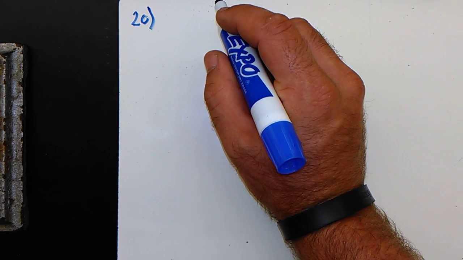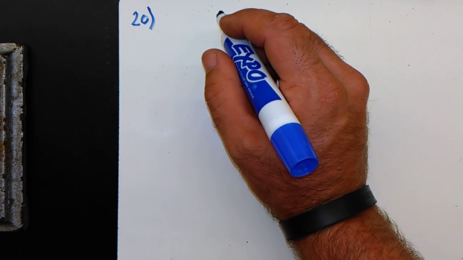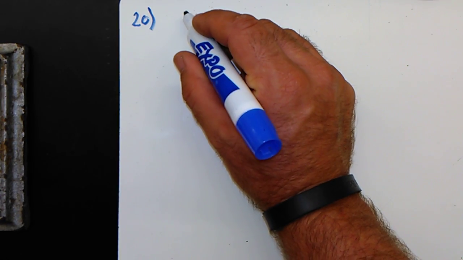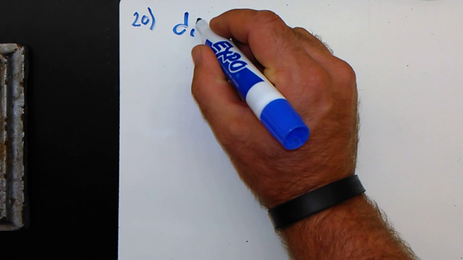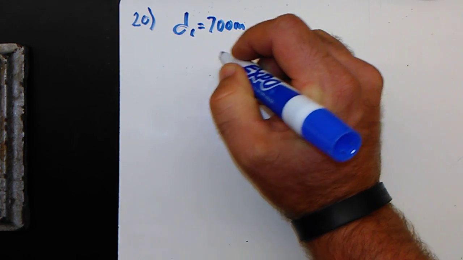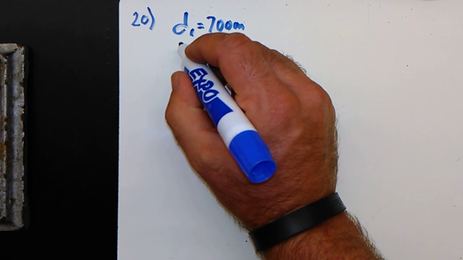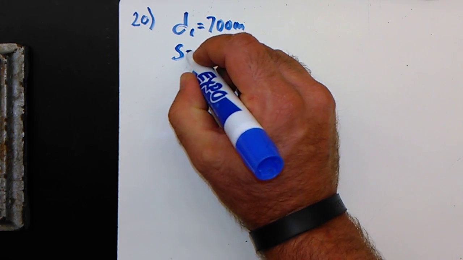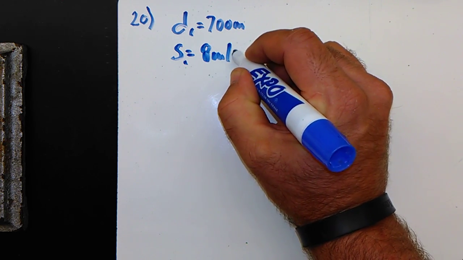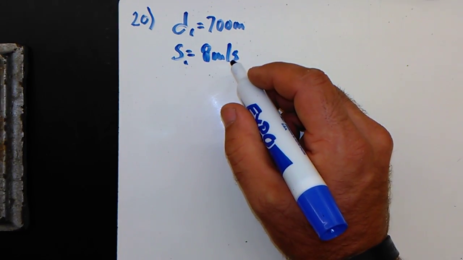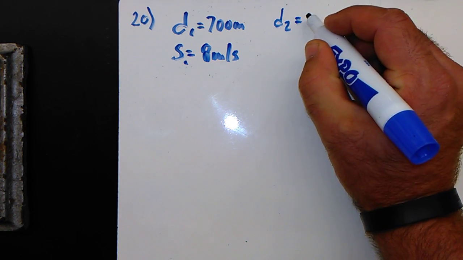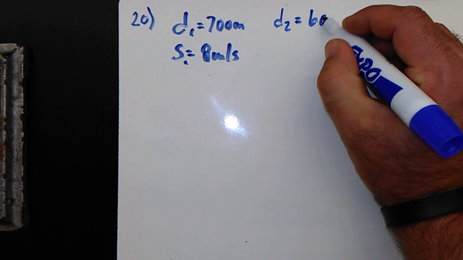Okay, so it says a bicyclist travels the first 700 meters of a trip at an average speed of 8 meters per second. So the distance 1 is going to equal 700 meters. Okay, that's the first part of the trip. And then it says speed 1 is equal to 8 meters per second. Okay, and then it says travels the next 600 meters.